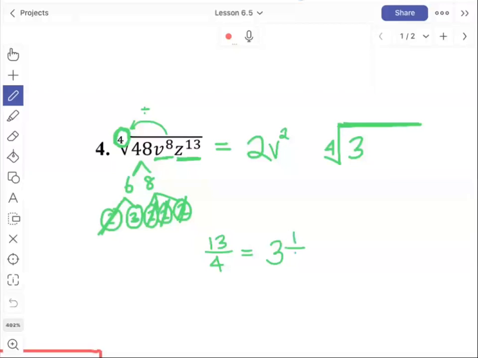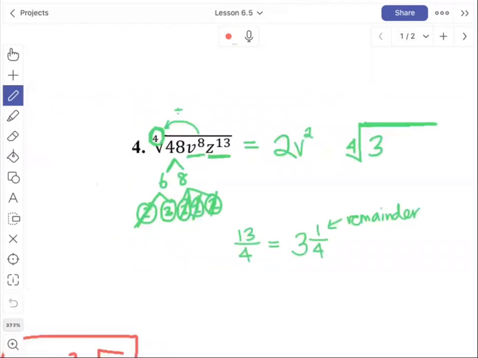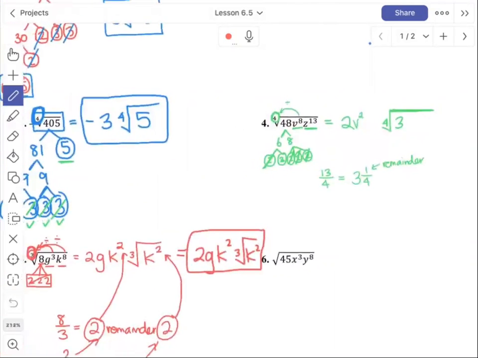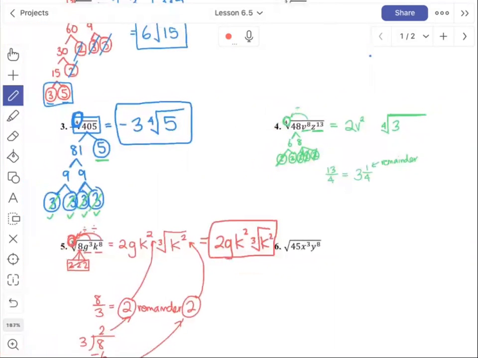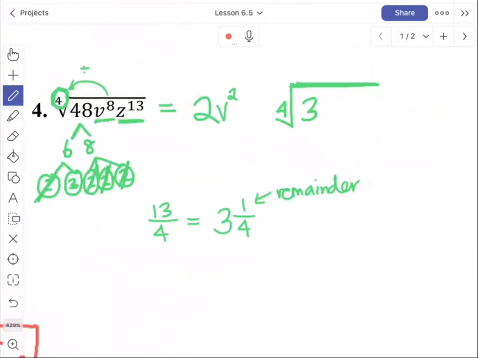3.25, so 1 over 4. Good. Okay, so we got a 3 and a remainder, right? This is the remainder. Yeah. Okay, so then what do I do with that? So look at number 5. Do you leave it inside the square root? Okay, so start with, yeah. So let's start actually with the 3. What do I do with this 3? Z to the power of 3.